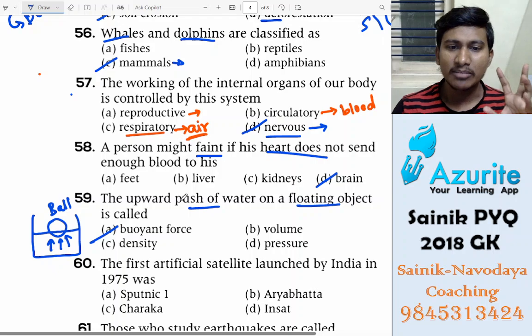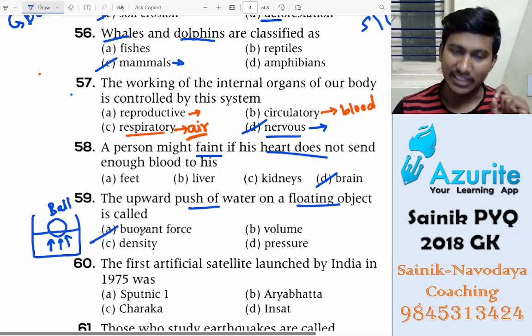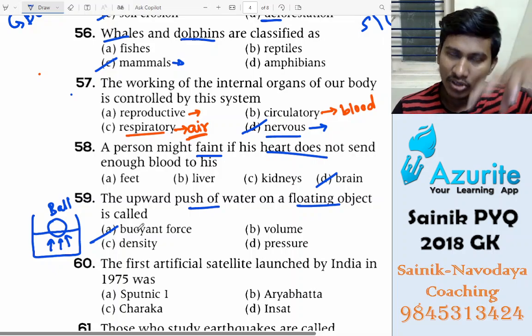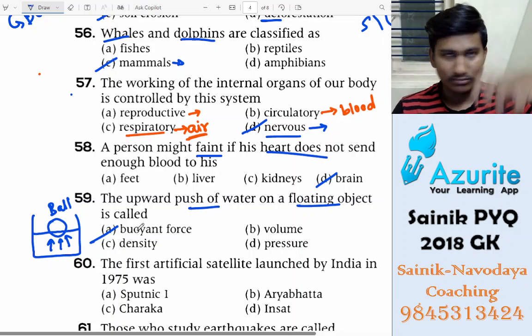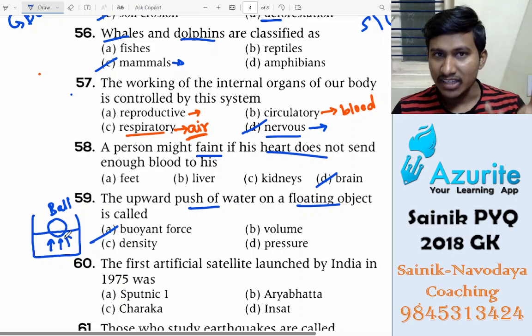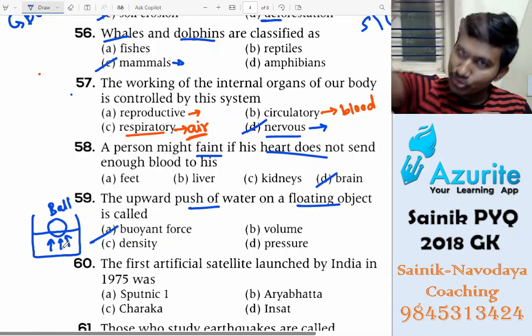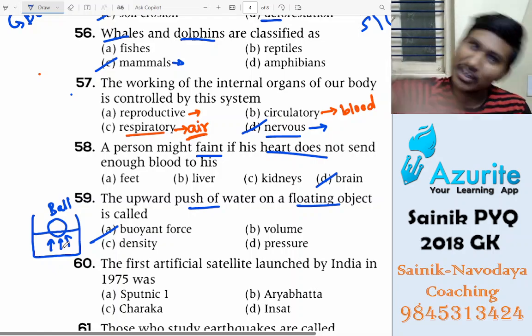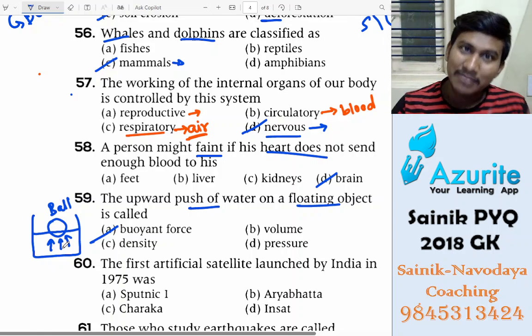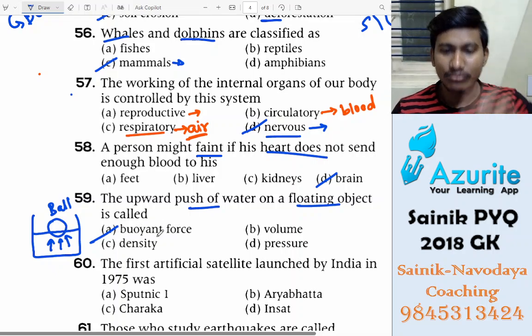The upward push of water on a floating object is called buoyant force. Option A. So if you put a hollow ball in the water, it will float, you may have seen. The water pushes it up. If you try to push it in, it will come back up. That pressure is pushing upward. We say it as buoyant force.